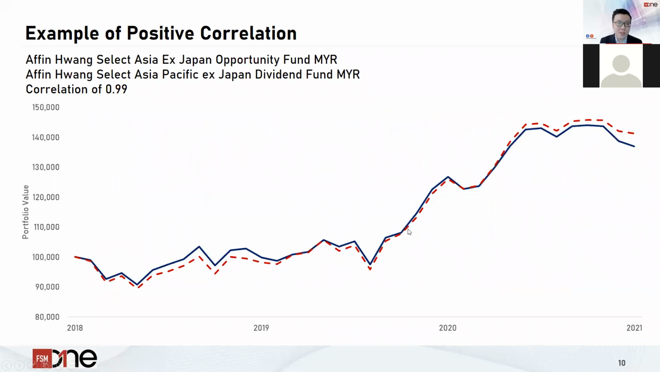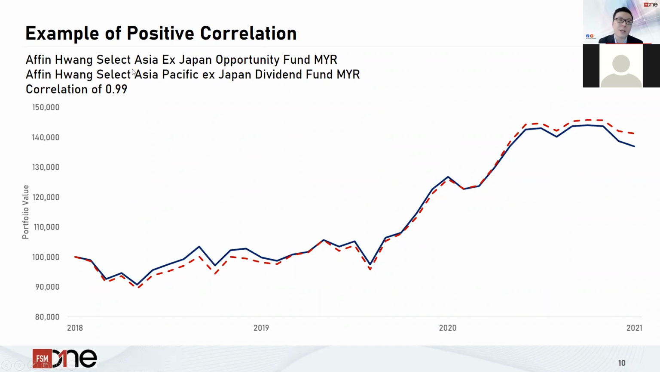Let's put this into perspective using an example. Example of a positive correlation. Here we have two funds, Afin Huang Select Asia ex-Japan Opportunity Fund and Afin Huang Select Asia Pacific ex-Japan Dividend Fund.